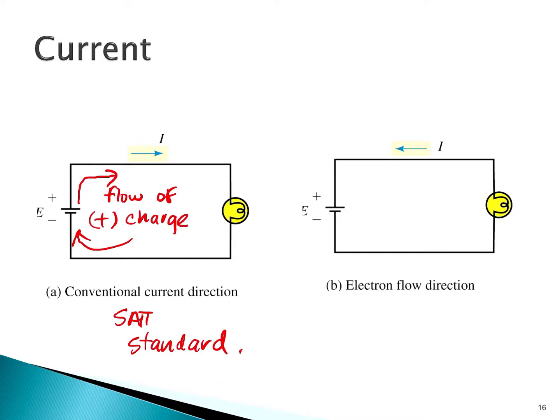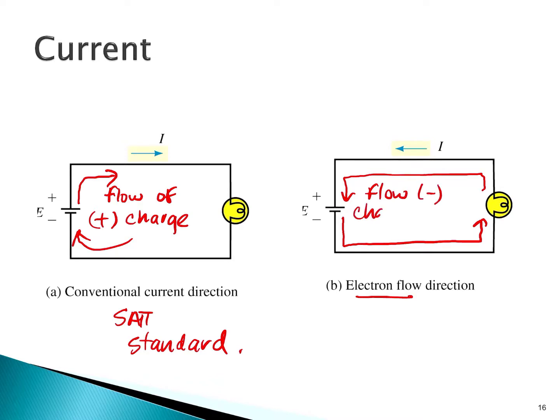If we look here for electron flow, that's an electron leaving a negative terminal, being repelled by the negative charge and returning to the positive charge. This is the flow of negative charge, which we know as electrons. Now, again, in this course, we don't use this. All of our curriculum shows conventional current.